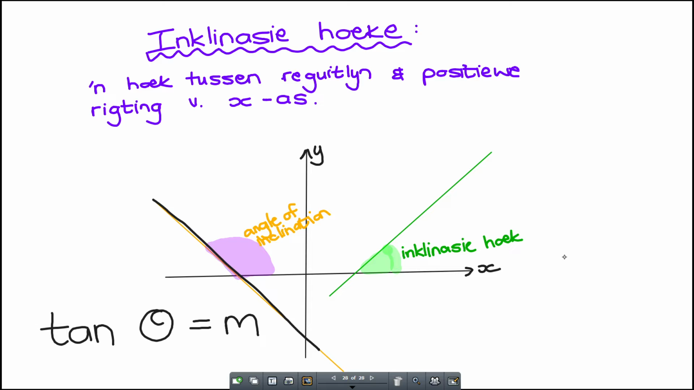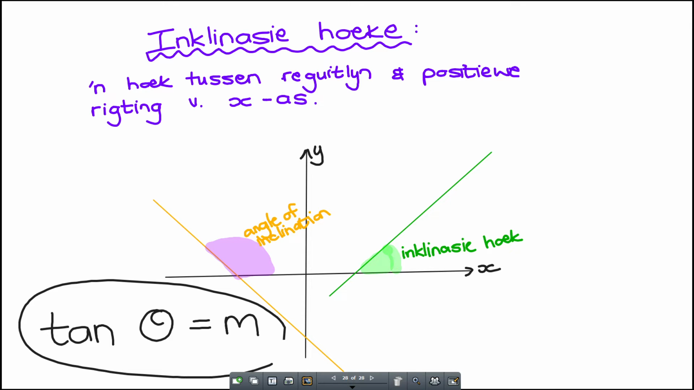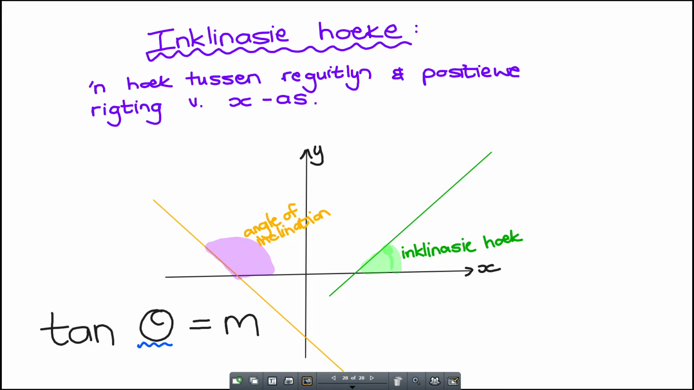Okay, so ek gaan dit gebruik deur hierdie formule te gebruik. Tan van daai inklinasiehoek is gelyk aan die gradiënt. So skryf miskien net hierso vir jou. Daai is jou inklinasiehoek, daai hoekie daar waarvan ek praat. That is your angle of inclination. Okay. Right, any questions so far?